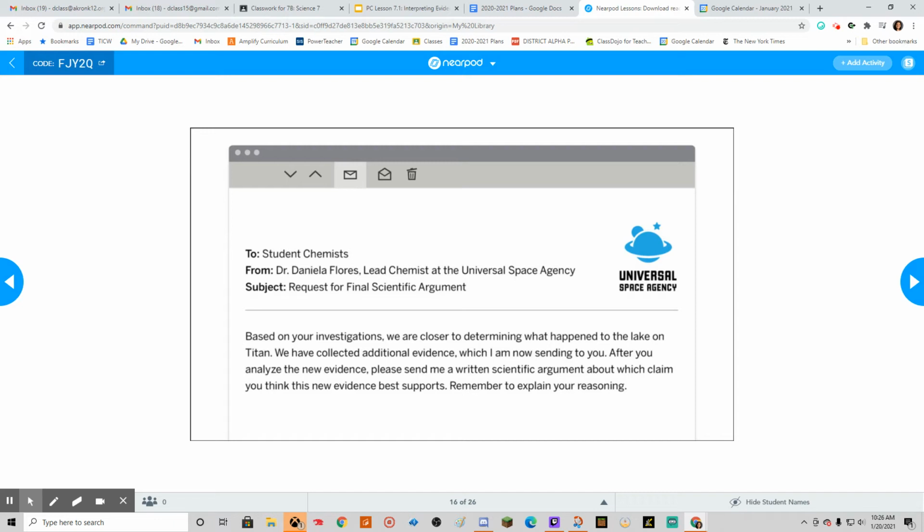Based on your investigations, we are closer to determining what happened to the lake on Titan. We have collected additional evidence, which I am now sending to you. After you analyze the new evidence, please send me a written scientific argument about which claim you think this new evidence best supports. Remember to explain your reasoning.